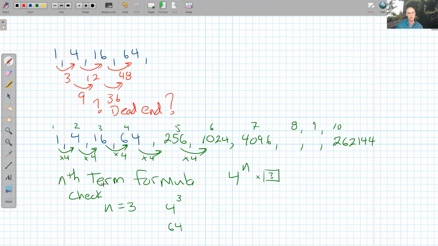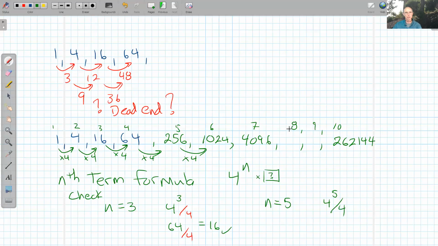So I think to tweak this formula, I'm going to divide that by 4. What's 64 divided by 4? That would be 16. So let's check to see if this is working, because that is what I want. Let's check that for n equals, let's go with the 5th term. So my formula now says take 4 to the 5th power divided by 4.